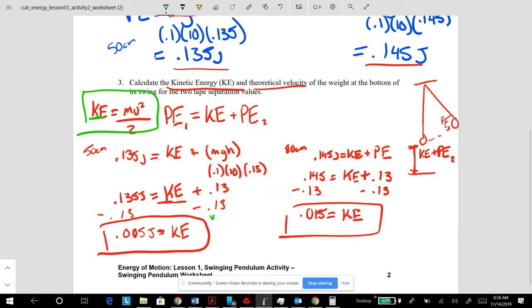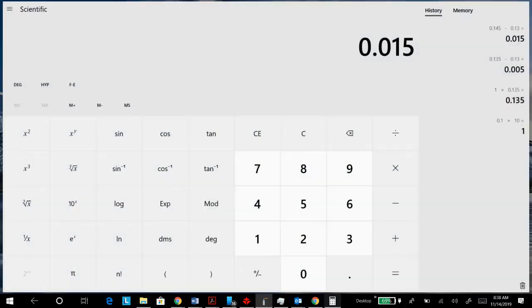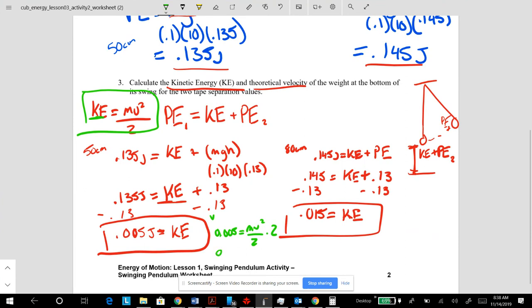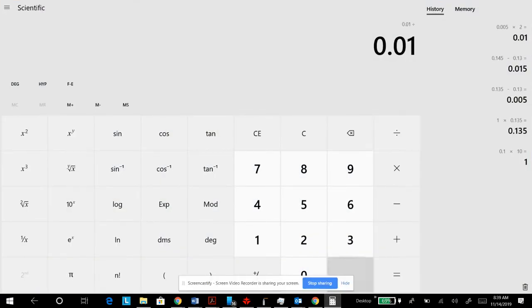So this is for the velocity. I'm going to say it's KE, so I have 0.005 equals mv squared over 2. So I'm going to times each side by 2. 0.005 times 2 is 0.01. So 0.01 equals mv squared. My mass is what? So I'm going to divide each side by 0.1.